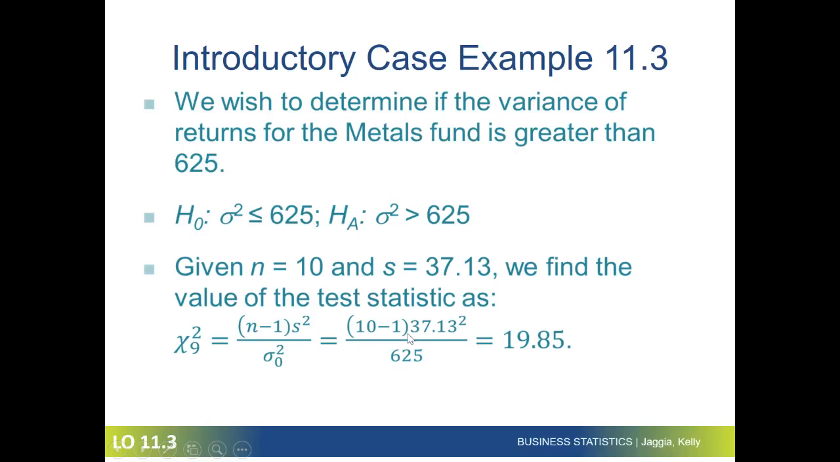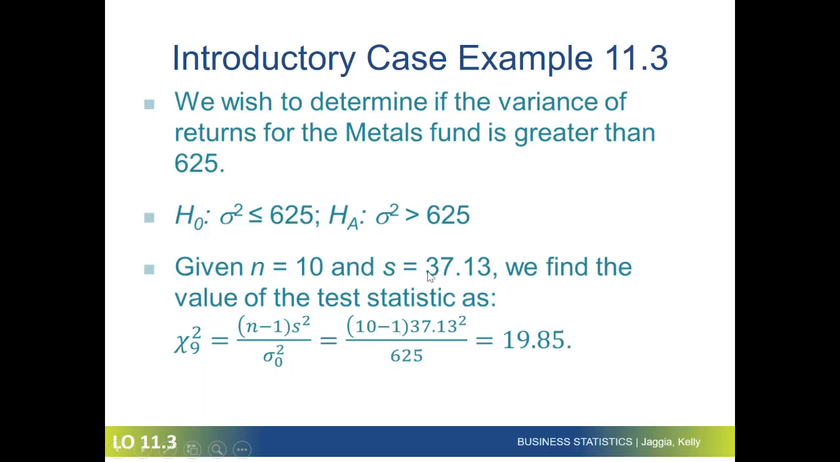Say I want to know, is the variance for the returns of a metals fund, which we saw before in another example in Chapter 10, greater than 625? Well, this is an upper tail test. Notice the equalities here in the null. We have a sample of size 10, so we have 9 degrees of freedom. That's where the 9 goes.